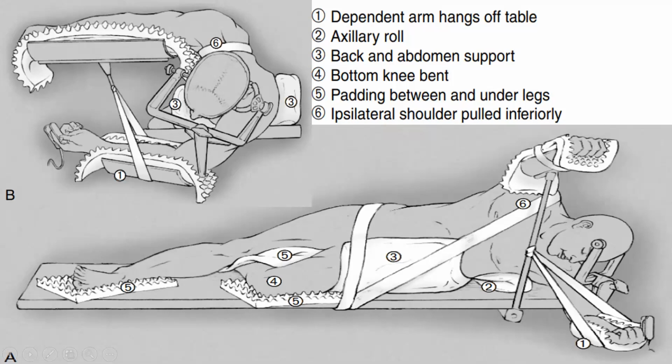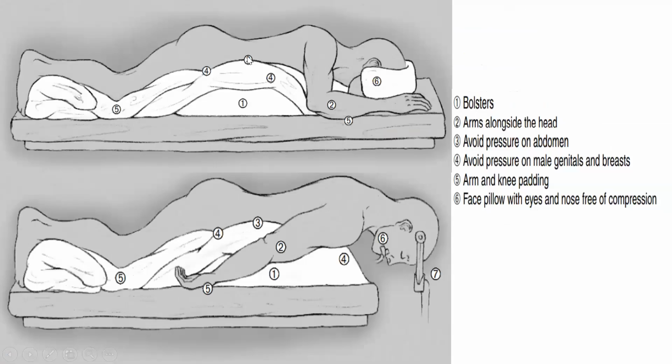This is the prone position. The most important points during the prone position are to avoid eye injuries and to keep the chest, abdomen, genitalia, and breast free. These are the most important points.